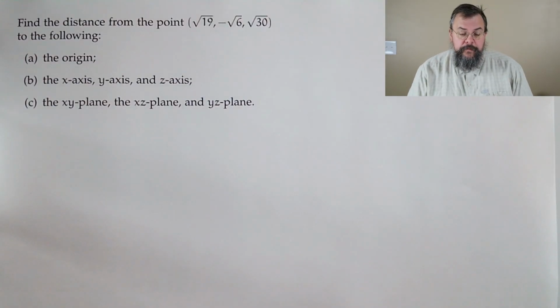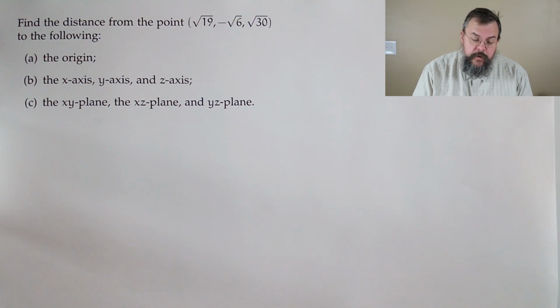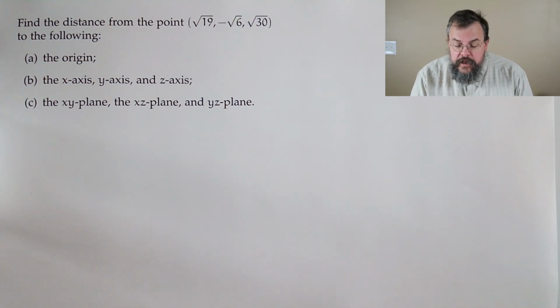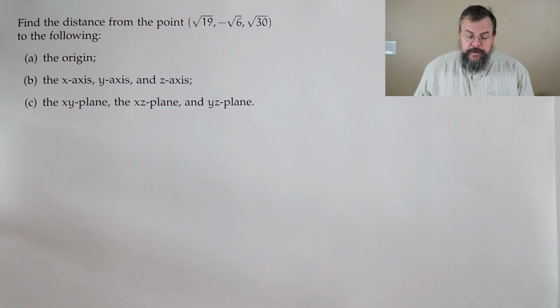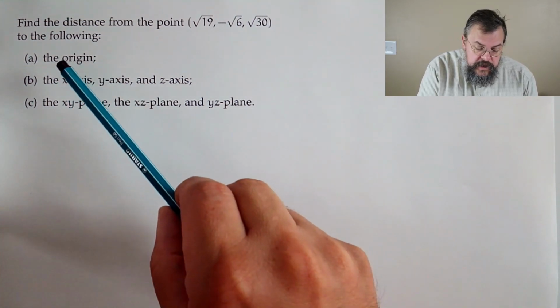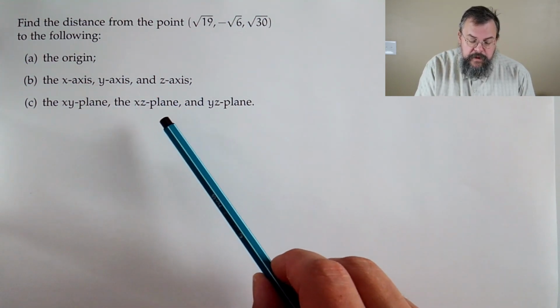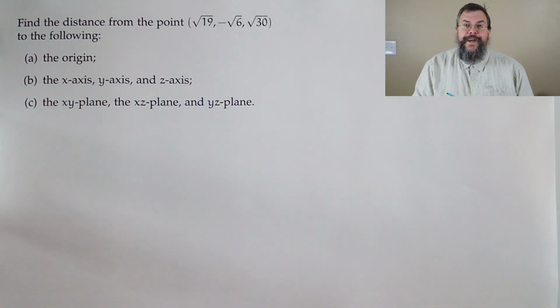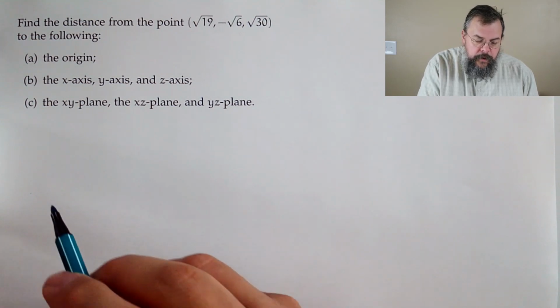So our first problem. Find the distance from the point with lots of square roots involved, square root of 19, negative square root of 6, and square root of 30 to a couple places. The origin, the x-axis, y-axis, z-axis, the xy plane, the xz plane, and the yz plane. All right, well, let's begin with the origin. Seems reasonable. So what's happening?